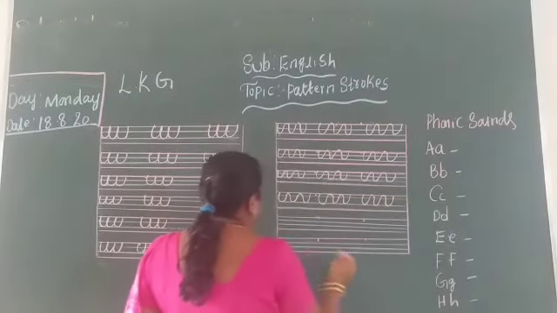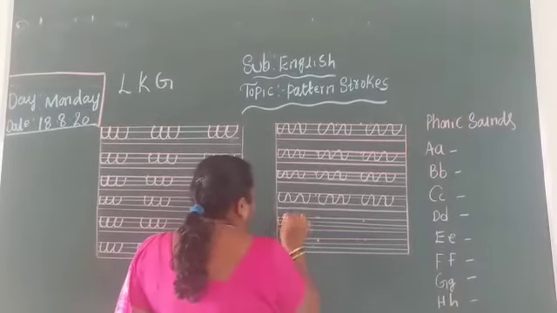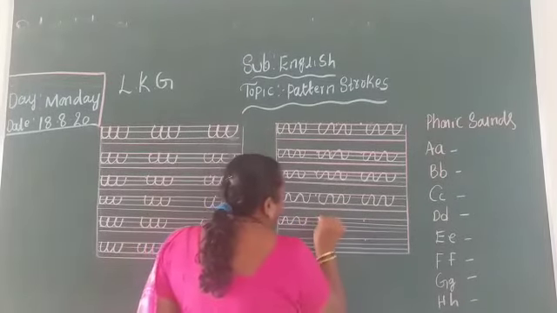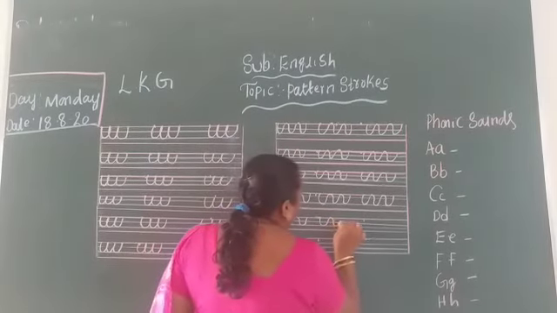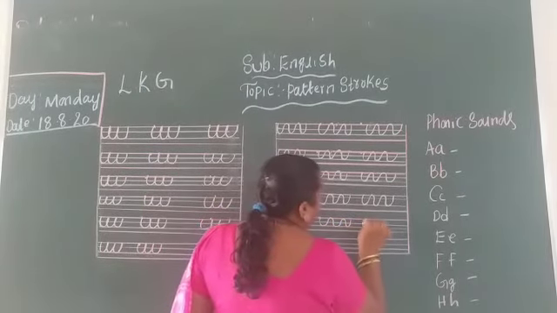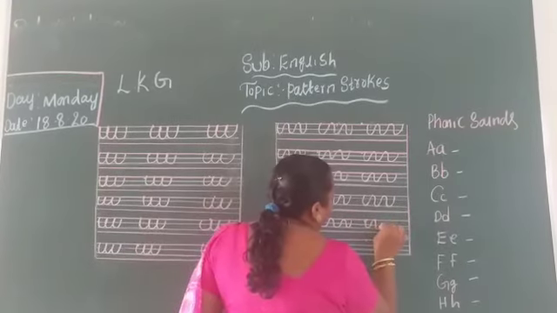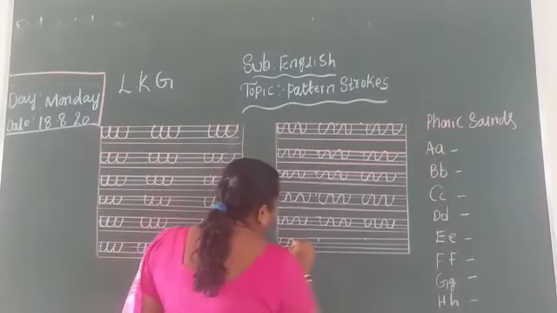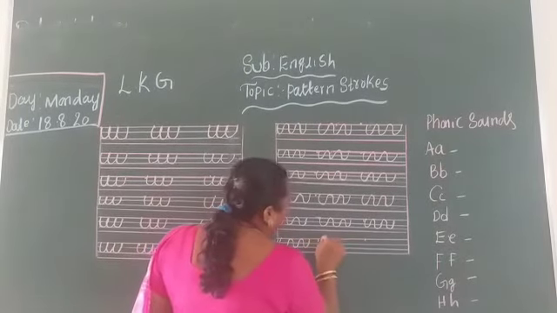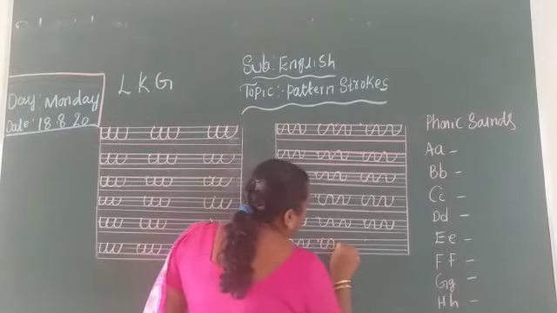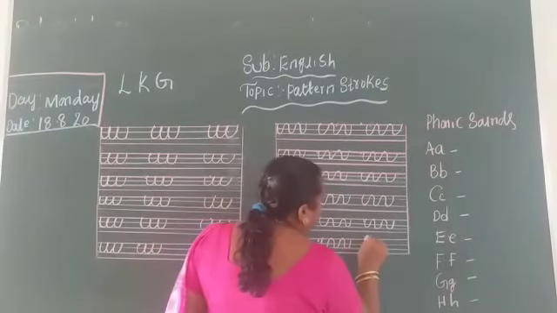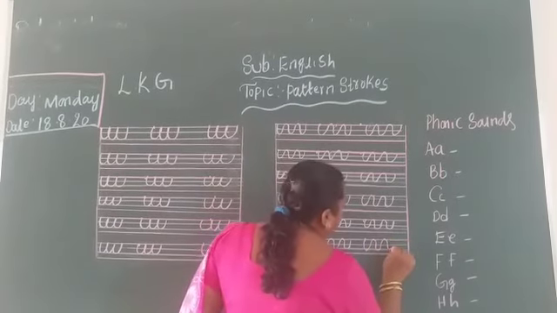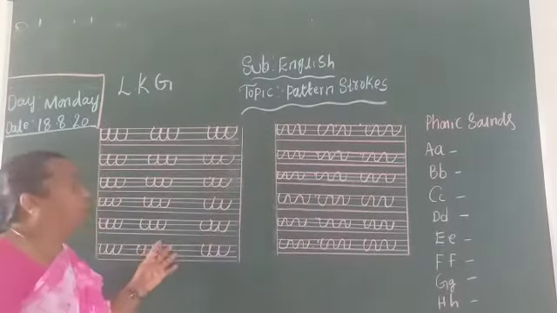You have to join like this, okay? So join that right. Touch the red line to the blue line. What is this, children? Pattern strokes. What is this? Pattern strokes. What is this, children? Pattern strokes. You have to touch the red line and join and write. Join like this. Go up and come down. What is this, children? Two pattern strokes.